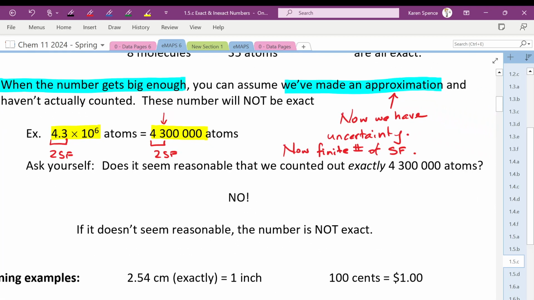So those are counting. Counting's pretty obvious. If it's a small-ish number, less than 1,000-ish, you can probably count it. If it is a large number, it is probably approximated.